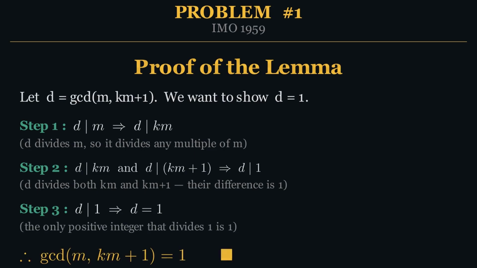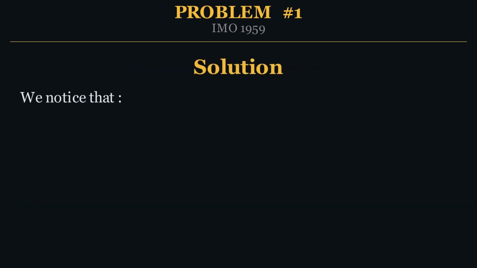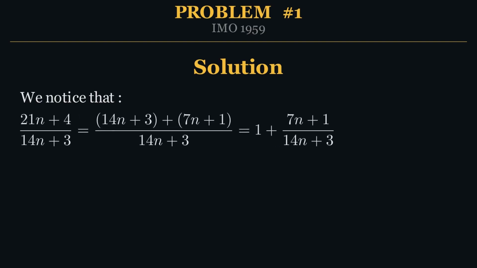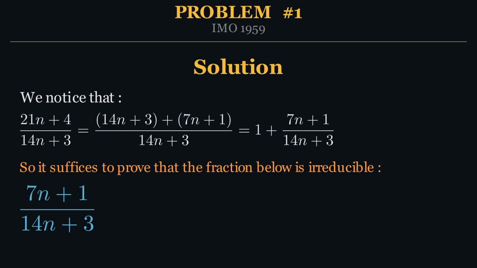Now we apply it. We notice that (21n + 4) over (14n + 3) can be rewritten as the sum of (14n + 3) and (7n + 1), all over (14n + 3), which simplifies to 1 plus (7n + 1) over (14n + 3). So it suffices to prove that this smaller fraction, (7n + 1) over (14n + 3), is irreducible.